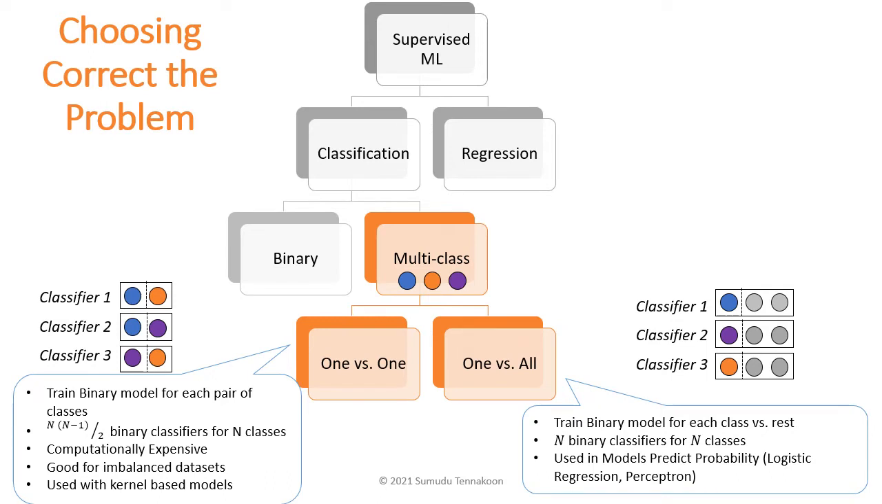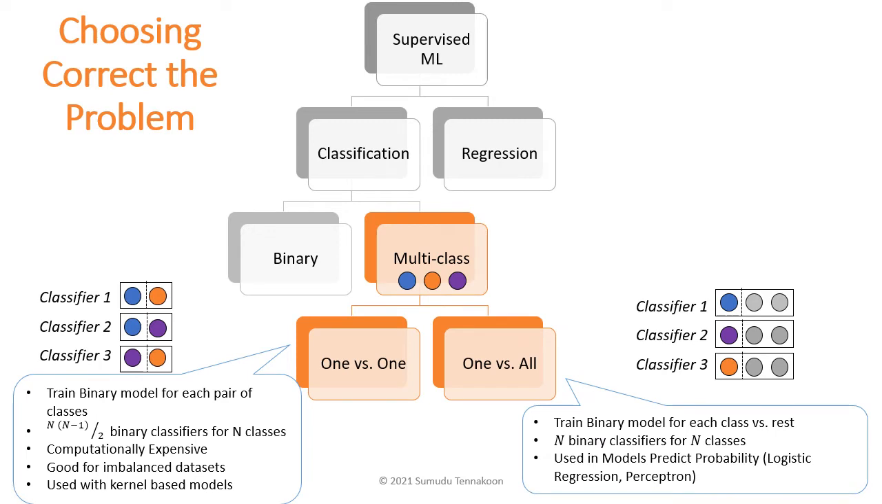If you have n number of classes, you have to build n multiplied by n minus 1, divided by 2 binary classifiers for the n classes. This process is computationally expensive, and it's also good for imbalanced data sets, and it's also good for kernel-based models, such as support vector machines.